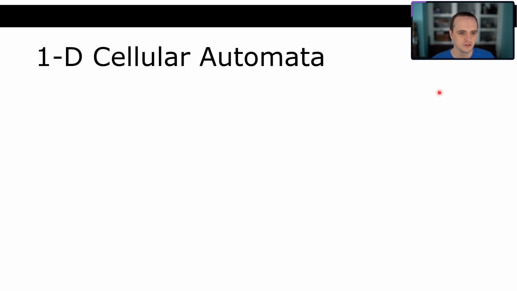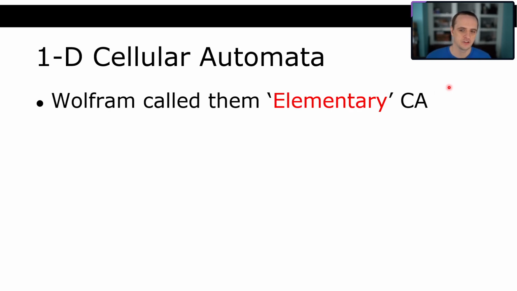So, one-dimensional cellular automata. Stephen Wolfram wrote a book called A New Kind of Science, in which he goes on for hundreds of pages about cellular automata. It's a really fascinating book. Wolfram comes off as very eccentric in it, but he makes some amazing stuff. If you've ever heard of Wolfram Alpha, that's the guy who made Wolfram Alpha, the website, and his book is really cool. He called 1D cellular automata elementary CAs.